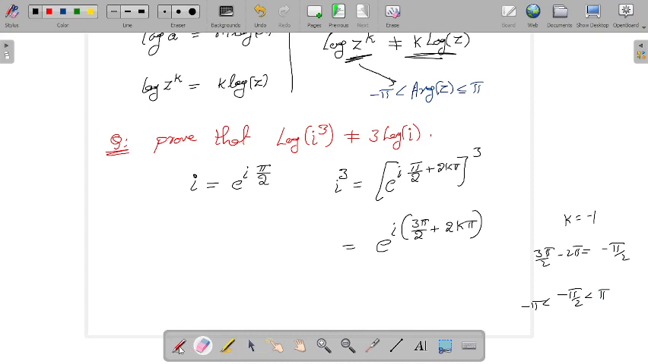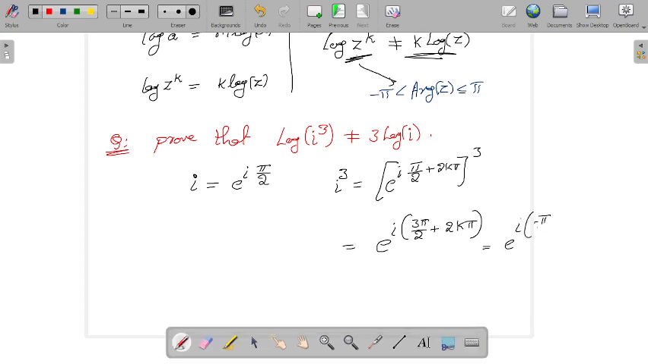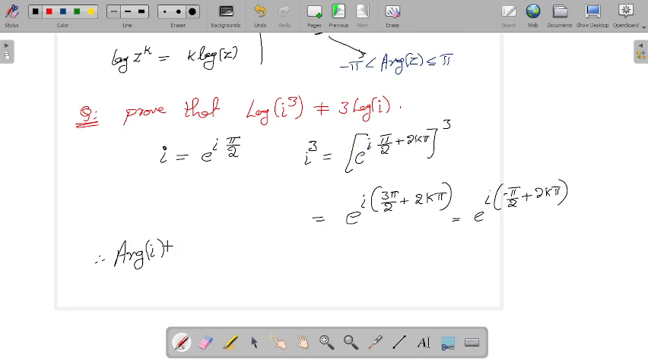Now let me rewrite this. So this one can be written as e power i(minus pi by 2 plus 2k pi). Therefore, if you ask me the principal argument of i, I'll say it is pi by 2, whereas the principal argument of i cube is minus pi by 2, right? Now let's look at its logarithmic function.